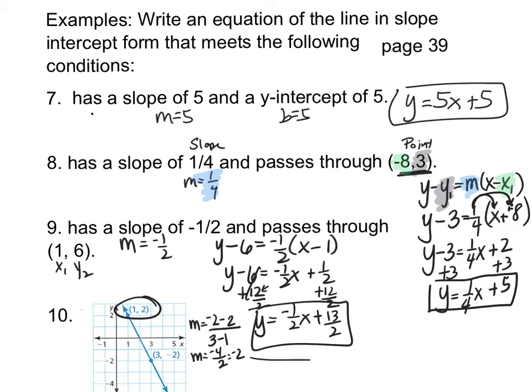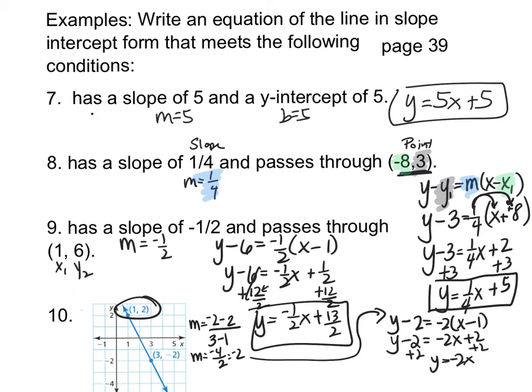I'm going to go over here and do number 10. Y minus y1, so y1 would be 2, equals m, that was negative 2, times x minus x1, which would be 1. Distribute. Add 2. So y is going to equal negative 2x plus 4. That's the equation of the line pictured for number 10.